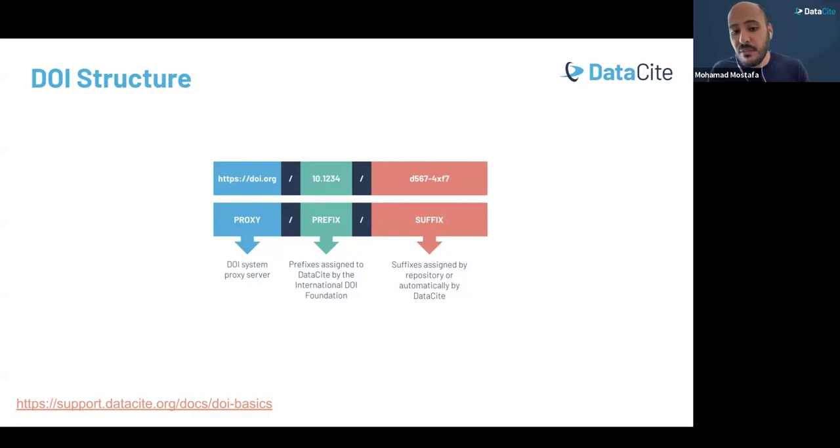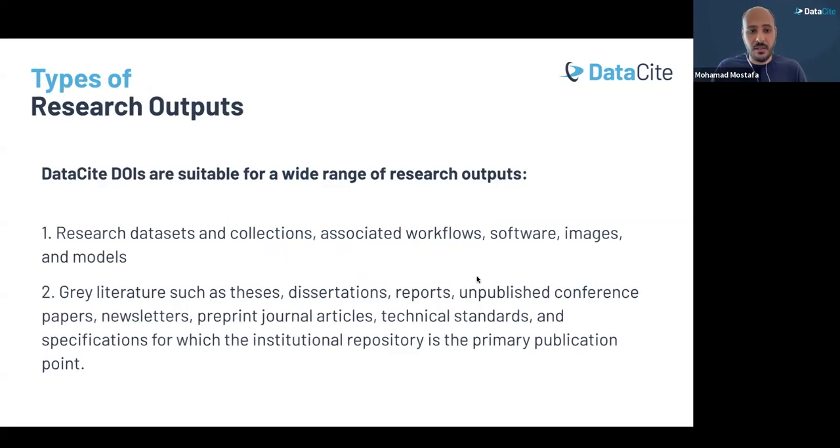And then we have the suffix. The suffix usually changes according to the research output because it's unique to a specific research output. So once within our infrastructure, the suffix will be assigned. We will create a suffix automatically for your research output. So if you're registering, for example, 10 different theses, each thesis will get its own suffix automatically within our infrastructure.